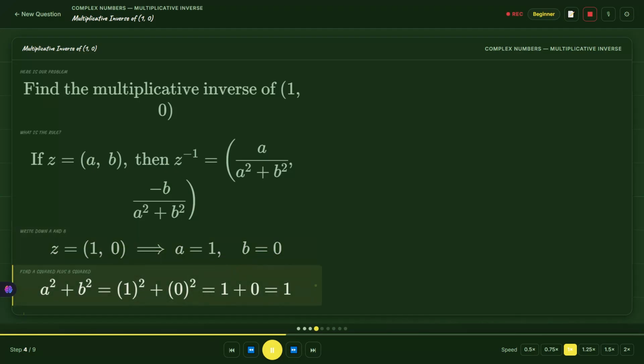Now let's find a squared plus b squared. 1 times 1 is 1, and 0 times 0 is 0. So we get 1 plus 0, which is just 1.